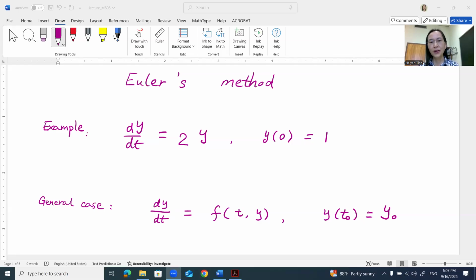Let's look at Euler's method. This method is a numerical method for ordinary differential equations. Let's try to make it as simple as possible. Suppose we solve a single equation. This single equation involves the function y whose derivative is twice the function y.